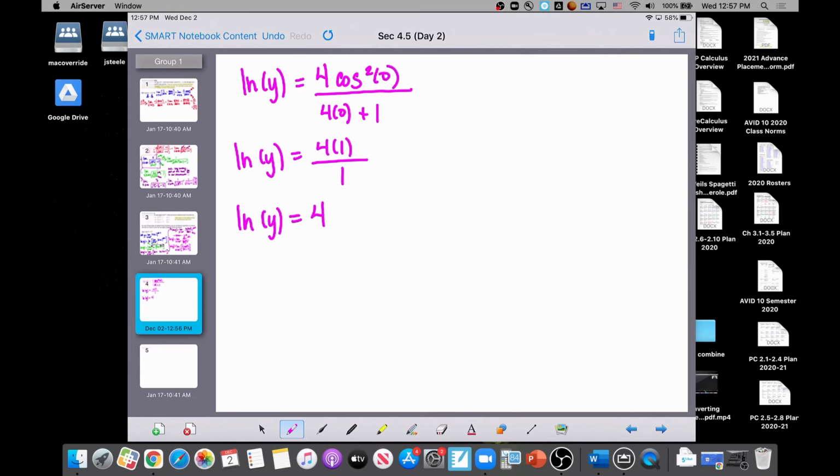So now the next step is going to be, if we want to undo the natural log, then we have to raise both sides with a base of e, right? So the next step here is going to be e to the natural log y is equal to e to the fourth.